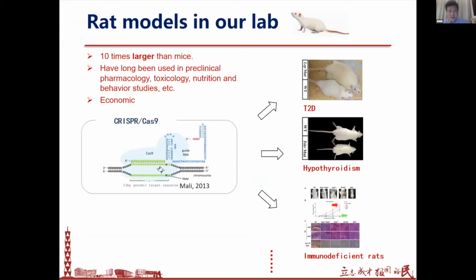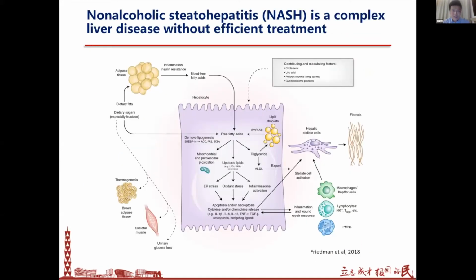First I will spend a little bit of time talking about the rat models in our lab. By taking advantage of CRISPR-Cas9 technology, we have made several rat models, including diabetes and hypothyroidism, and recently we also made immunodeficient rats for oncology studies. From these, I will focus on the NASH phenotypes in the leptin deficient rats.